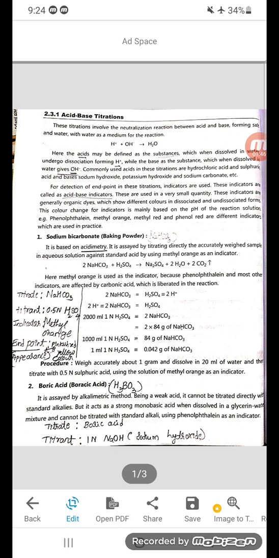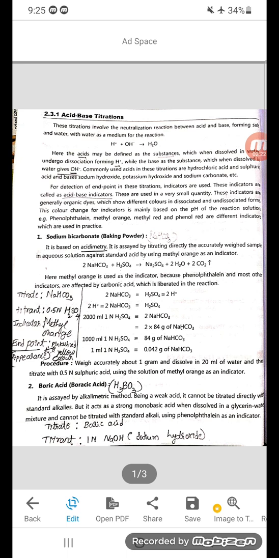Commonly, the acids used in this type of titration are hydrochloric acid and sulfuric acid. The alkalis are mainly sodium hydroxide, potassium hydroxide, and sometimes sodium carbonate. In this, indicators are used, the acid base indicators. These are helpful for the detection of the endpoint in these titrations, and they are used in very small quantities.